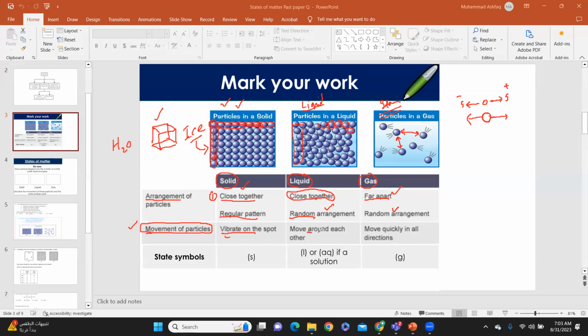Move around each other. So here, in the case of liquid, the particles are moving around each other.